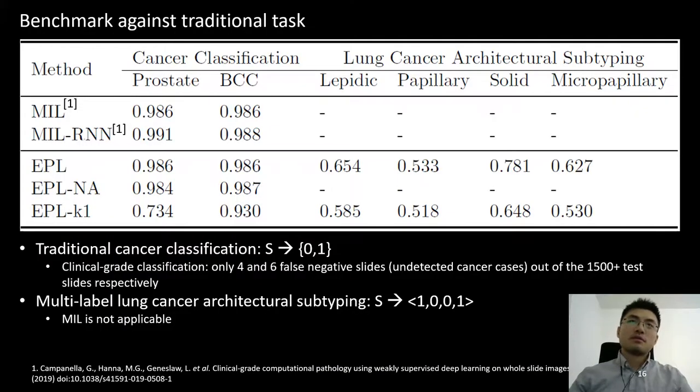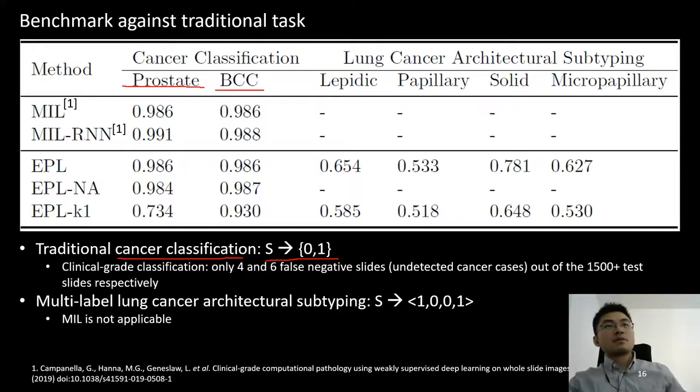Although our proposed end-to-end part learning method is aimed at solving more complicated whole-slide image prediction tasks, we also want to benchmark against the traditional task of cancer classification, in which setup we want to map the slide to a binary output between 0 and 1, which represent whether the slide has cancer or not. And we chose the baseline of the work presented by Campanella in 2019, in which they use multiple instance learning and max voting to solve the prostate and the BCC cancer classification. As they claimed that they reached clinical grade performance on these two very big data sets, it is important to note that in their paper, they are actually using super strong tile level labels, because they label every tile of the negative slides as negative.